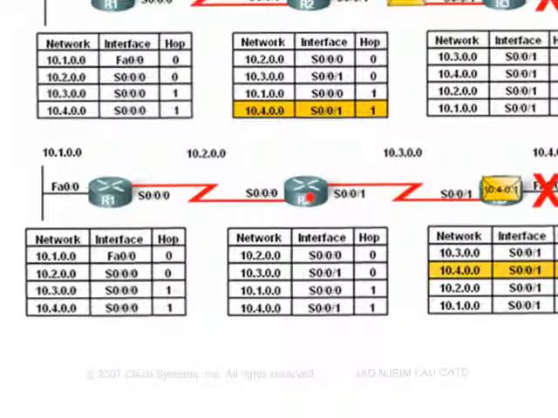R2 will then search the table, and it will find that 10.4.0.0 is connected on this port with a hop count of 1. So it will send it here. And this will have to go through this port with a hop count of 2. So it will send it here. And then the packet will keep being transmitted back and forth. Okay? So that's how a routing loop might happen.